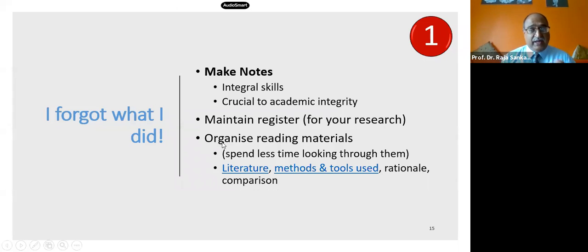And again, anything that you read through has to be organized, be it on the hard disk, be it on referencing. Anything that you do should be organized first, so that if you want to go back and refer to them, it should not be something that you spend too much amount of time in.